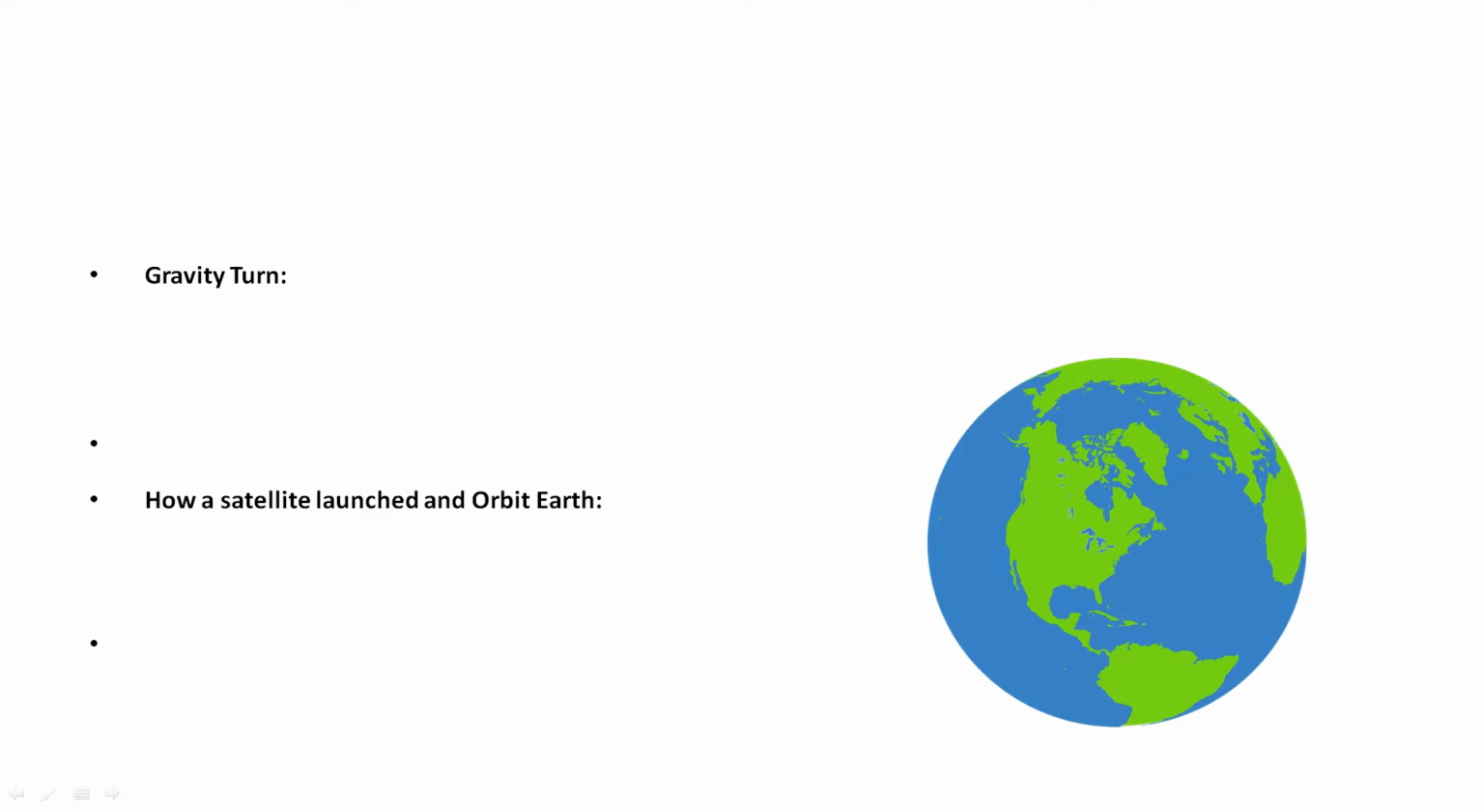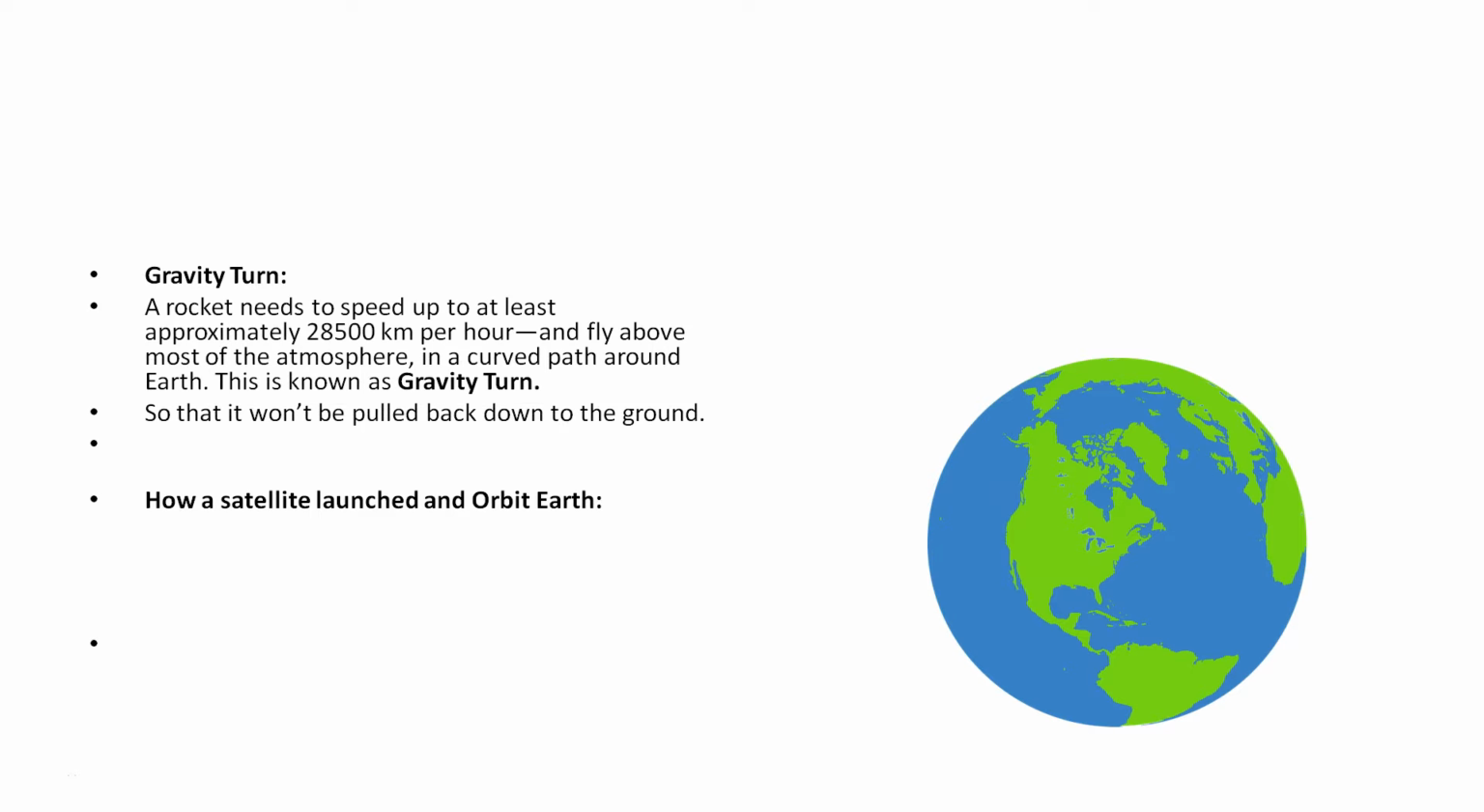Here is a very important term known as gravity turn. What is gravity turn? A rocket needs to speed up to at least approximately 28,500 km per hour and fly above most of the atmosphere in a curved path around Earth. This is known as gravity turn, so that it won't be pulled back down to the ground.